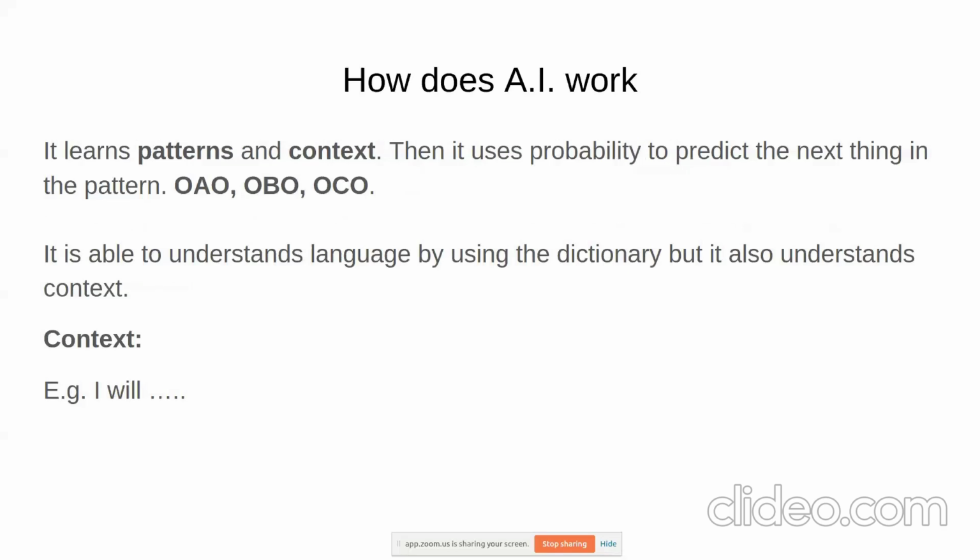Okay, so how does AI work? It works by learning patterns and also is able to learn context. So, for instance, we have a pattern here: OAO, then OBO, then OCO. If you look at it carefully, we are just putting the alphabet in between the O's. So we start with A, then we come with the next one, OBO, and then OCO.